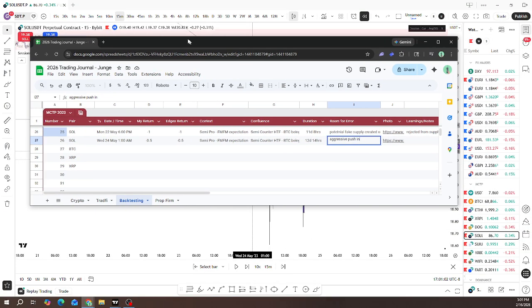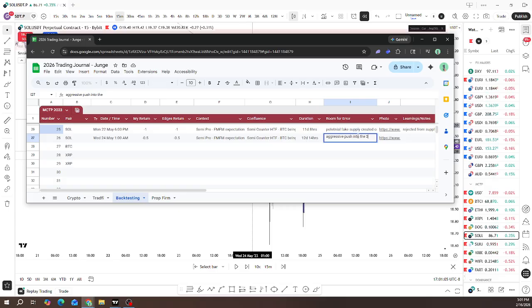So I'm going to call the room for error on this one the aggressive push into the third top POI that didn't necessarily need to, that price didn't necessarily need to come back for, since it was a potential liquidity low that had mitigated chain demand, had potential to de-risk at local technical target though.